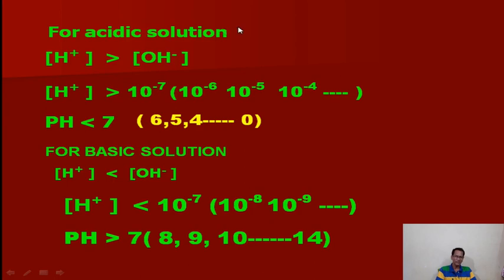So what is the conclusion here? If the solution is acidic, the pH value will be less than 7, because the H plus ion concentration of this solution will be greater than 10 to the power minus 7. So pH will be less than 7, that is 6, 5, 4 like this up to 0.